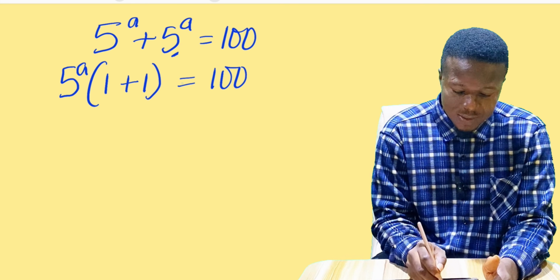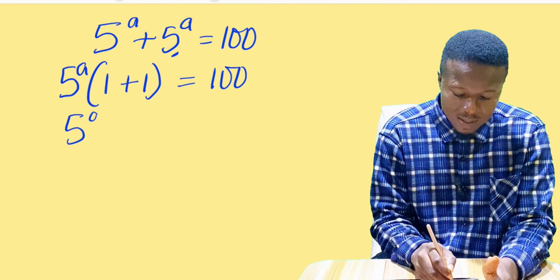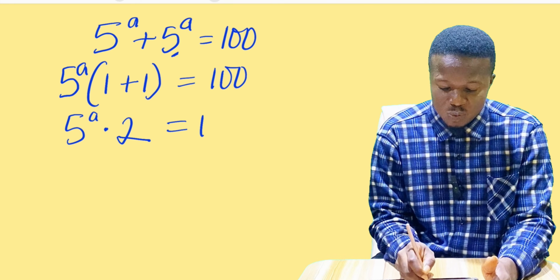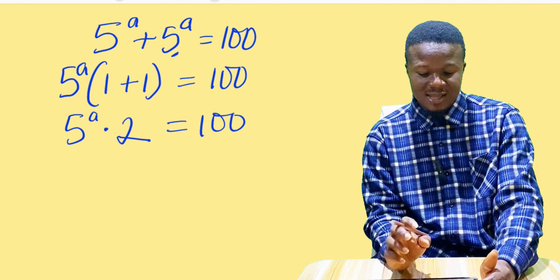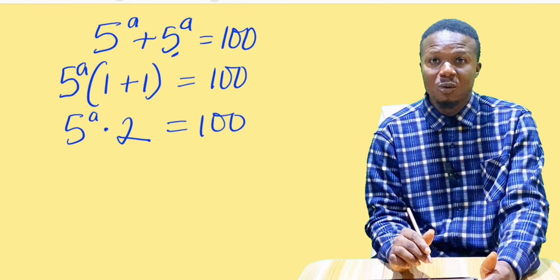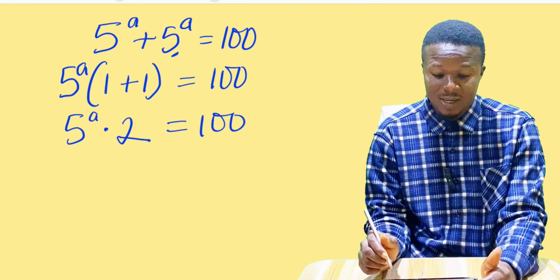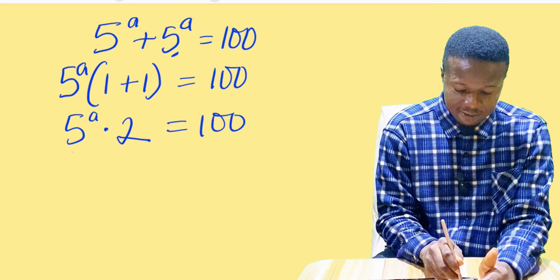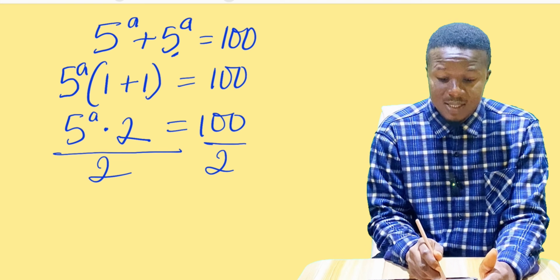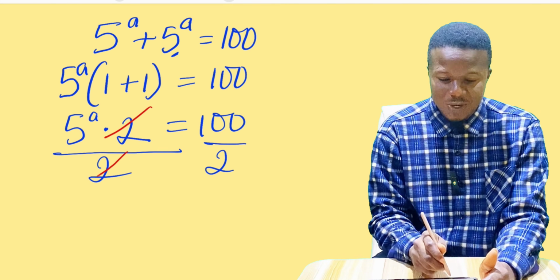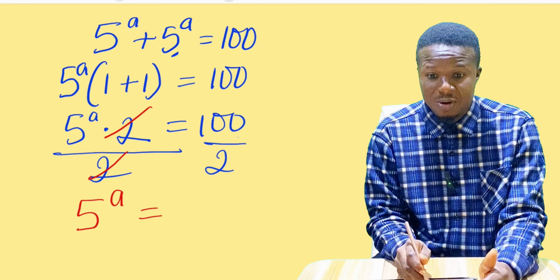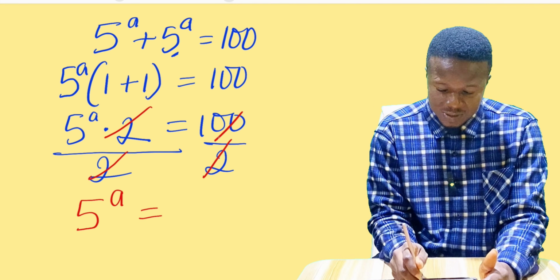Now, 1 plus 1 is 2, so we have 5 power a multiplied by 2, everything is equal to 100. This is what we have, that 5 power a multiplied by 2 is equivalent to 100. Now, why not divide both sides by 2 in order to get the value of 5 power a? Let's divide both sides by 2. And when we do that, you notice that 2 will cancel out 2, leaving us behind with 5 power a equal to 100 divided by 2, which will give us 50.